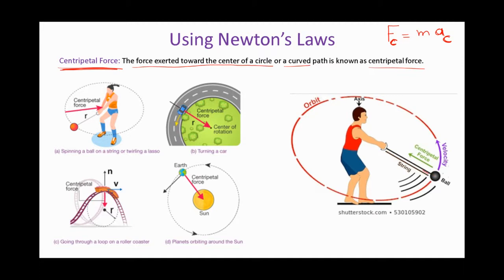So where is the centripetal force in our case here? It's the force in the string, the pull force or the tension force, we call it tension, T. So the tension force in this string is the force toward the center of this circle. So what is the centripetal force in this case?